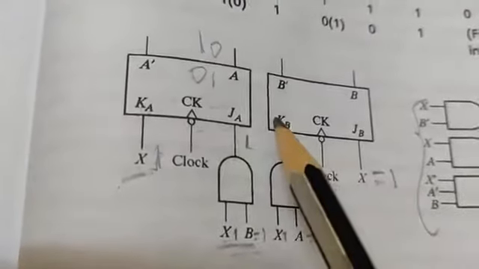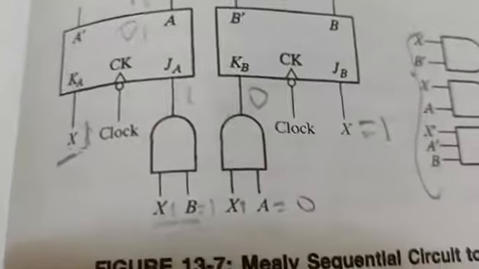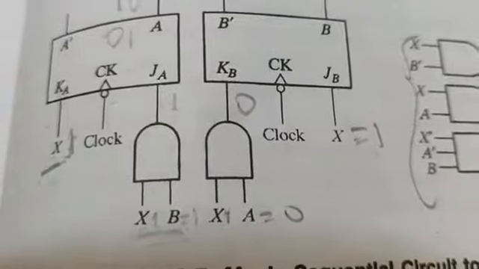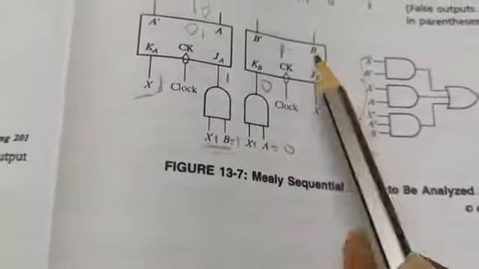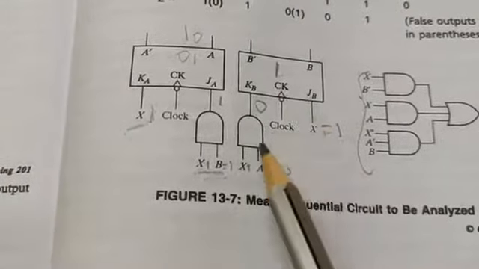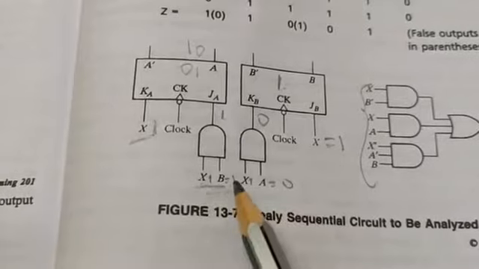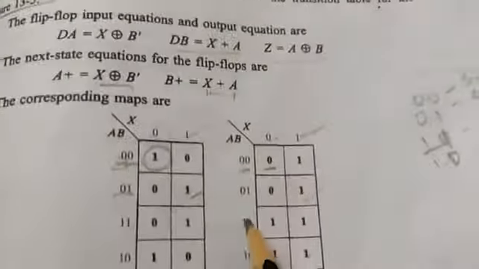This is 0, k is 0, j is 1. J is equal to 1, k is equal to 0 means what state is it? It's a set state. So the flip-flop will be 1. So let me check this one. When a is equal to 0, b is equal to 1 and x is equal to 1, this should be 1. So look at it.